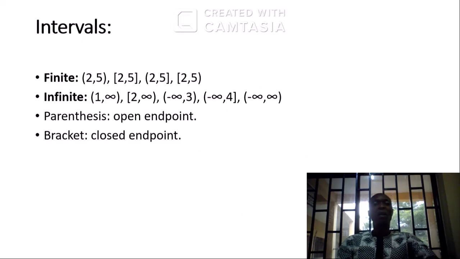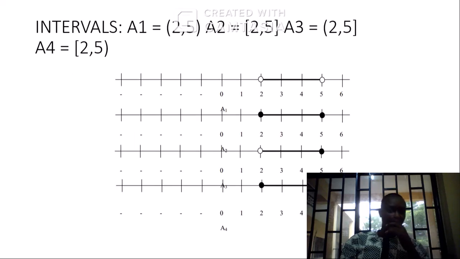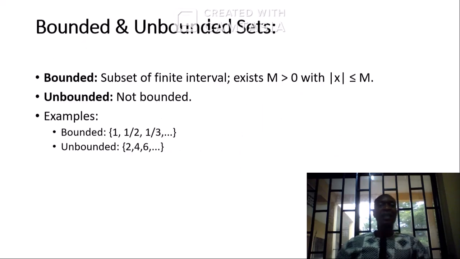You are starting from 1, which is not included, and infinity is not included. Look at this one, all of this, we are talking of infinity here, so we don't know the end. So we call it an infinite interval. Bounded and unbounded sets.